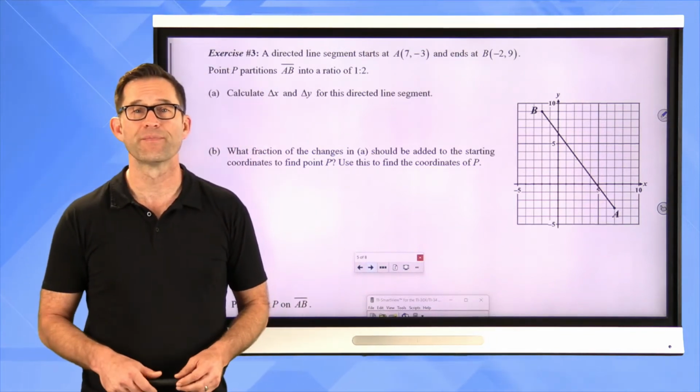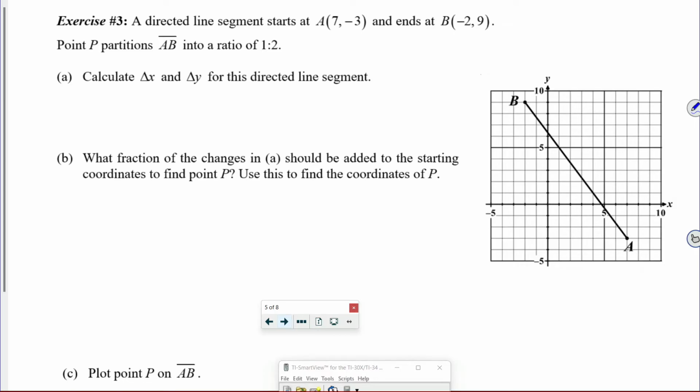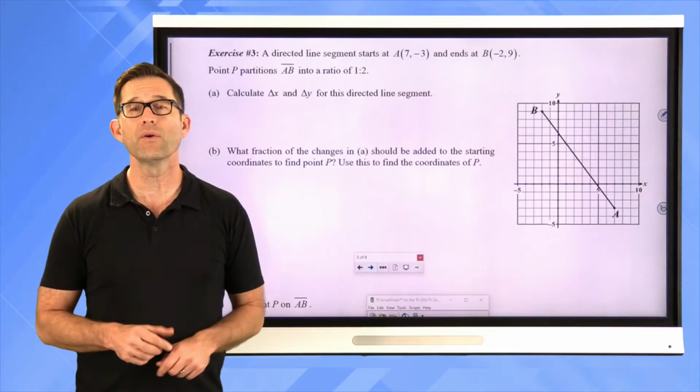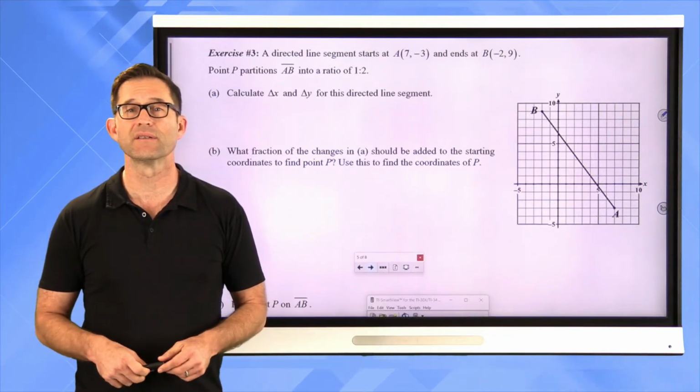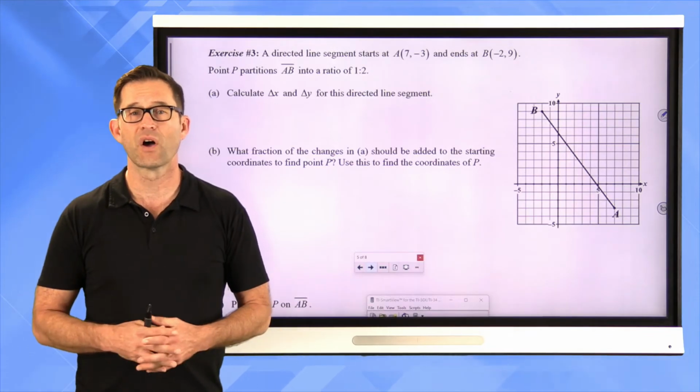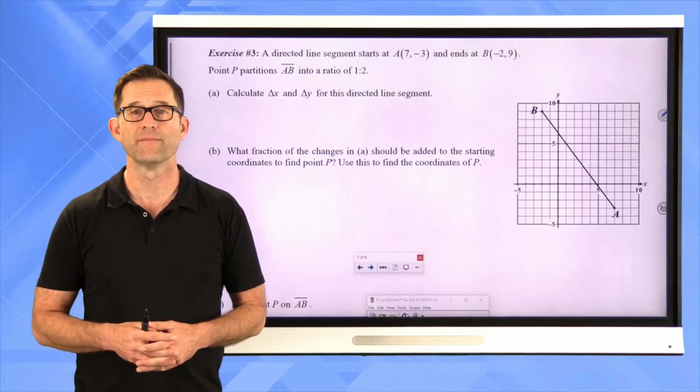Exercise number 3. A directed line segment starts at A, 7, -3, and ends at B, -2, 9. Point P partitions the segment AB into a ratio of 1 to 2. Letter A, real simple, calculate delta x and delta y for this directed line segment. Why don't you go ahead and calculate those delta x and delta y, and then we'll talk about that and move on to part B.